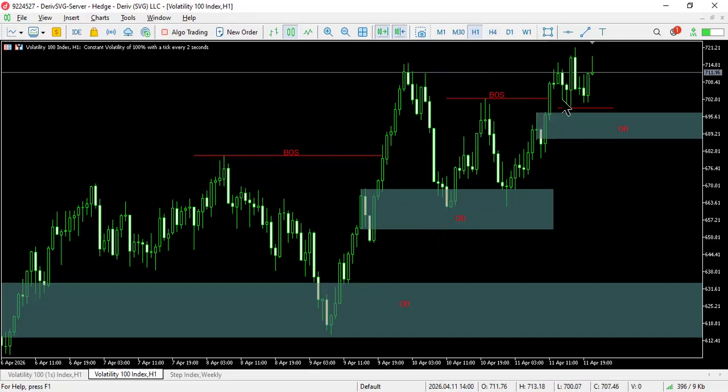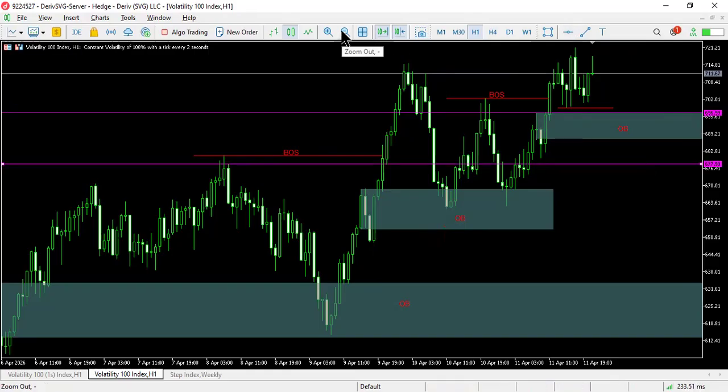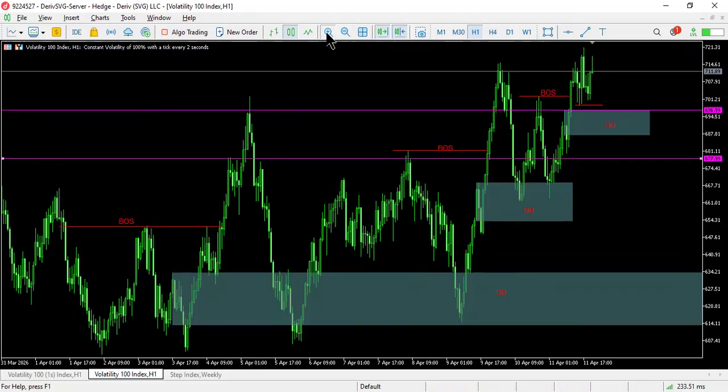Now, if you want to enter this trade with me, our entry price is going to be at that order block. Stop loss slightly below the order block. And then our take profit is going to be at that swing high.